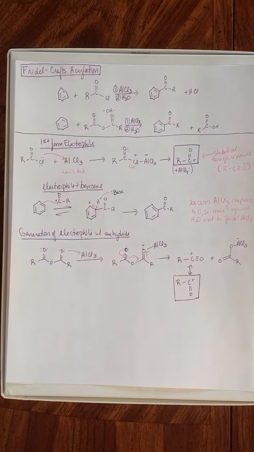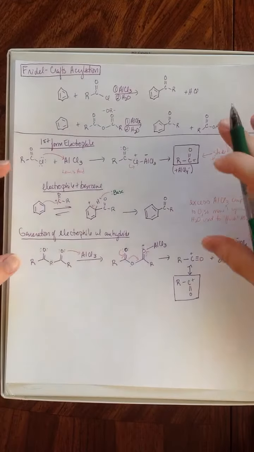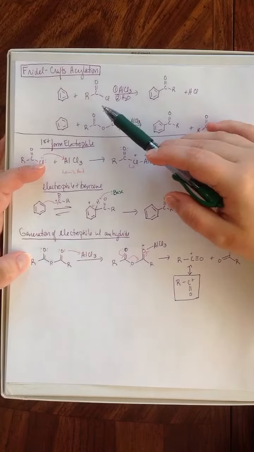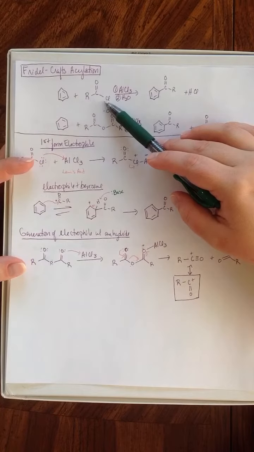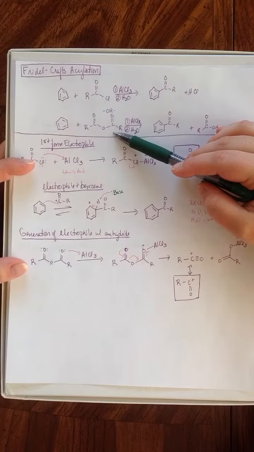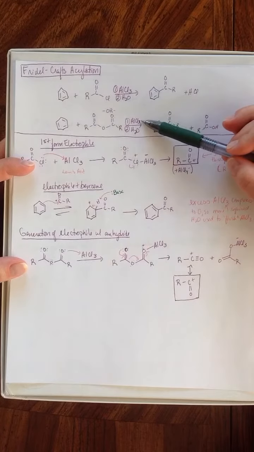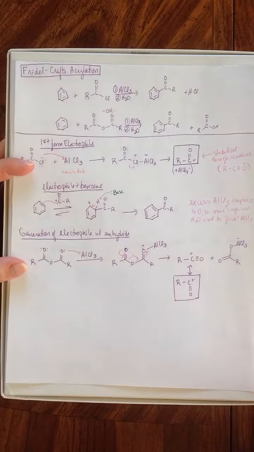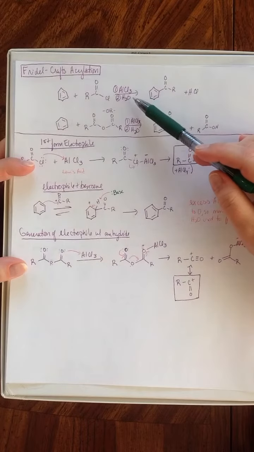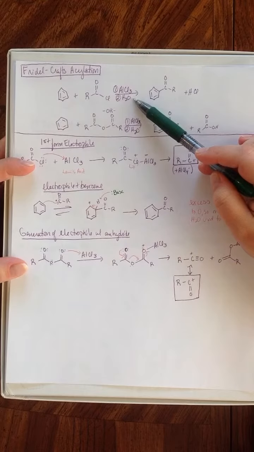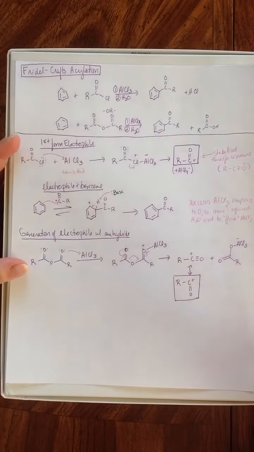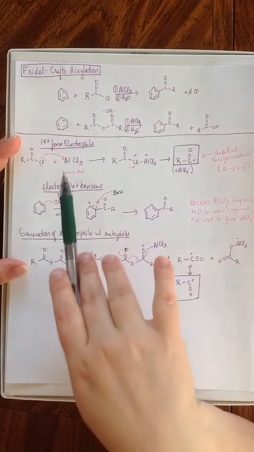Next, let's talk about a Friedel-Crafts acylation reaction. This can be performed with either an acyl chloride or an anhydride. We use AlCl3 as our reagent here, followed by water. I'll talk about the water in just a second. But first we have to form the electrophile.